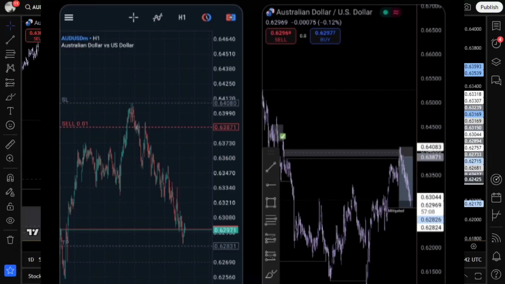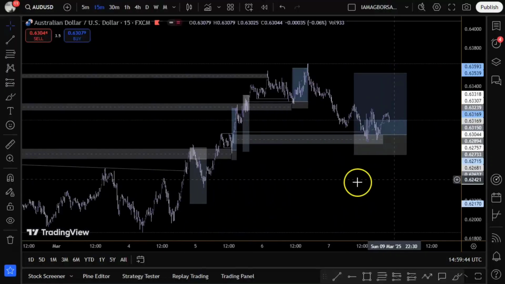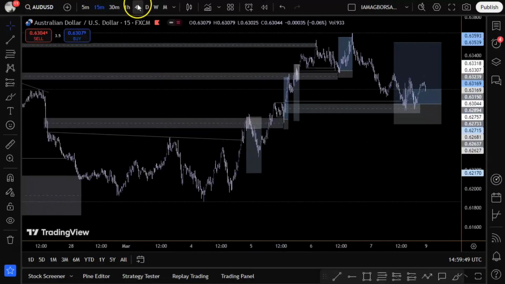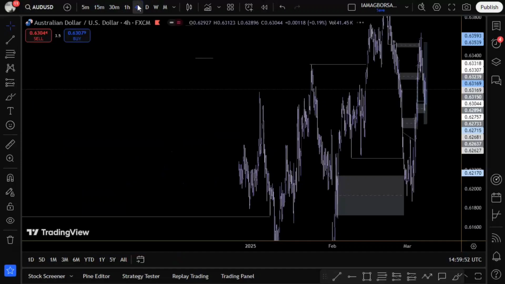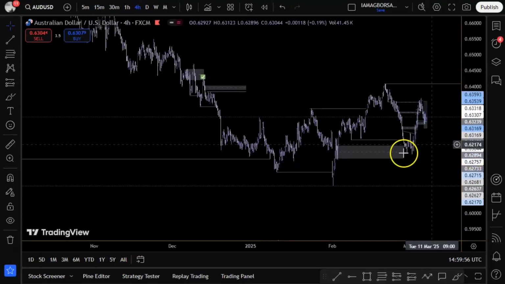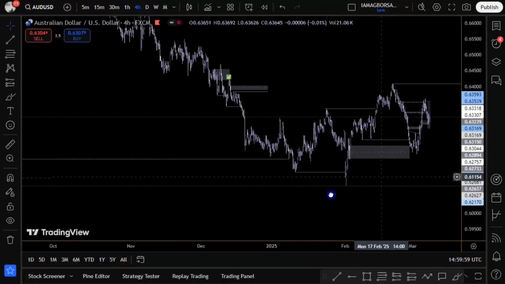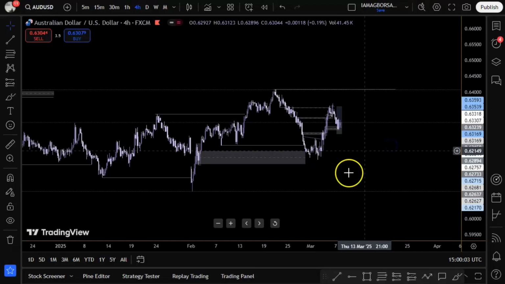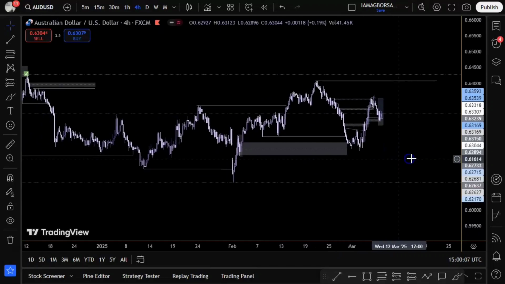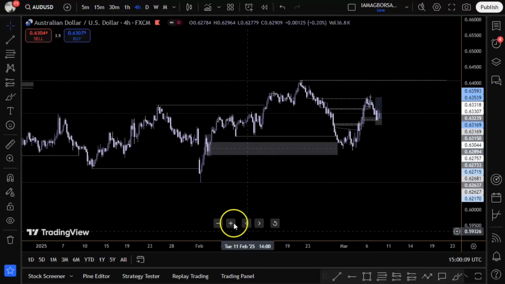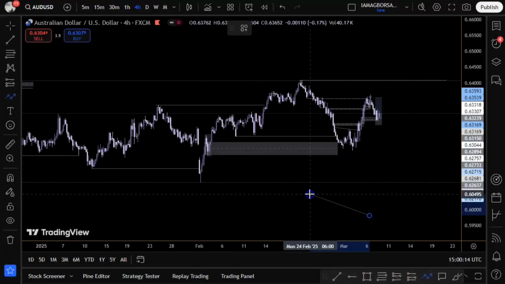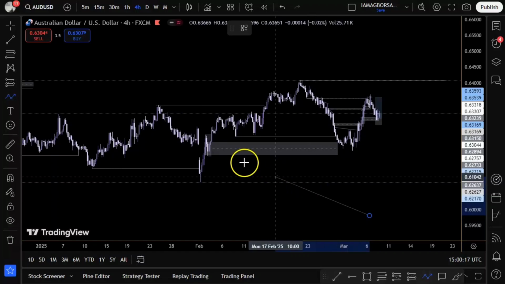For the longest time I've been shorting AUD USD, but since price came to this 4-hour demand level, we started seeing a push. If you can see my chart clearly, let me zoom more. You can see AUD is giving bullish intent here. AUD is giving very big bullish intent from here.